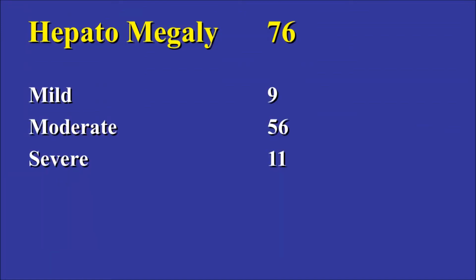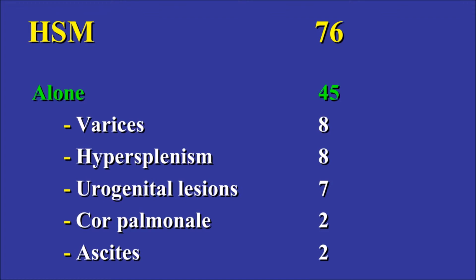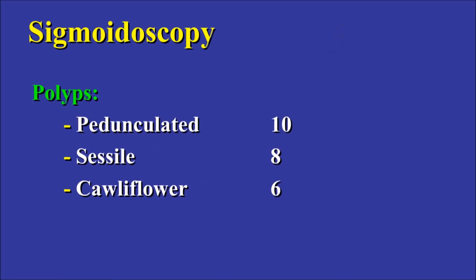So as we said, hepatomegaly in 76 cases. It was mild in 9 cases, moderate in 56, and severe in 11. Now, with these 76 cases, there were 45 cases alone, but varices occurred in 8, hypersplenism in 8, urological lesions in 7, cor pulmonale in 2, and ascites in 2.